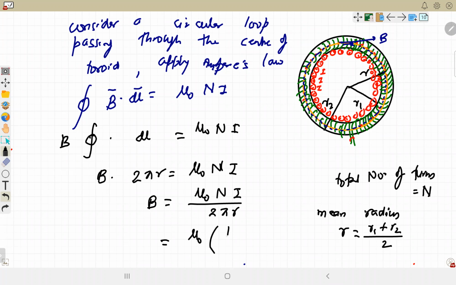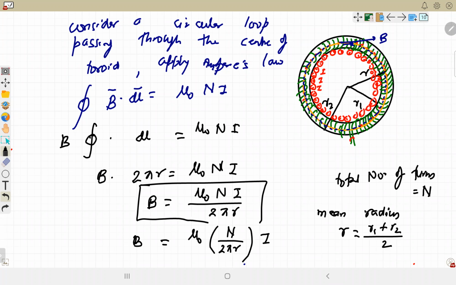इसमें अब हम N by 2 pi r को फिर क्या लिख सकते हैं? Capital N is the number of turns and 2 pi r is the total length. So capital N by 2 pi r को हम लिख सकते हैं small n, which is again representing the number of turns per unit length. तो ये सोलेनॉइड ही है, बस हमने उसका शेप चेंज कर दिया. So magnitude wise तो फॉर्मूला सेम ही होना चाहिए.